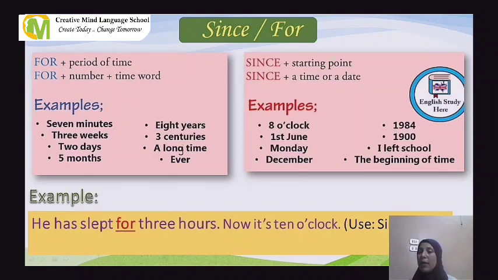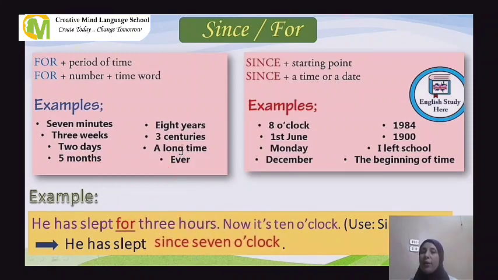But can we use the same period of time, 3 hours? No. After since comes the starting point. So it's a matter of math. Let's calculate it. Now it's 10 o'clock and he has slept for 3 hours. So 10 minus 3 equals 7. So the sentence will be he has slept since 7 o'clock.